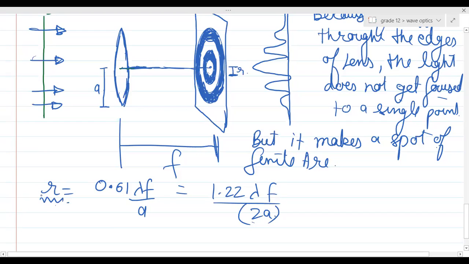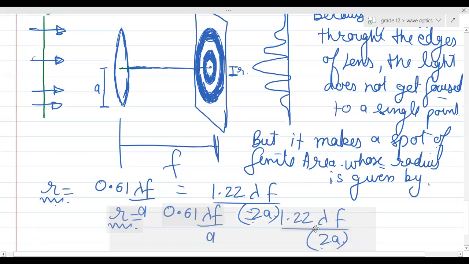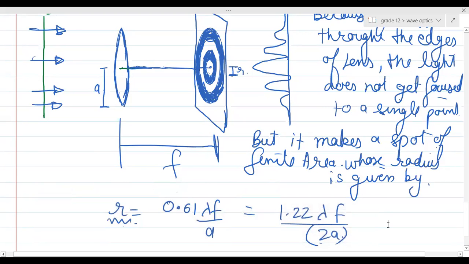So this R. Yes, sir. Right? So this is part of the finite area. I told you the light ray does not get focused to a single spot, but it makes a spot of finite area whose radius is given by this. Then you will write R equals this. Is this clear?